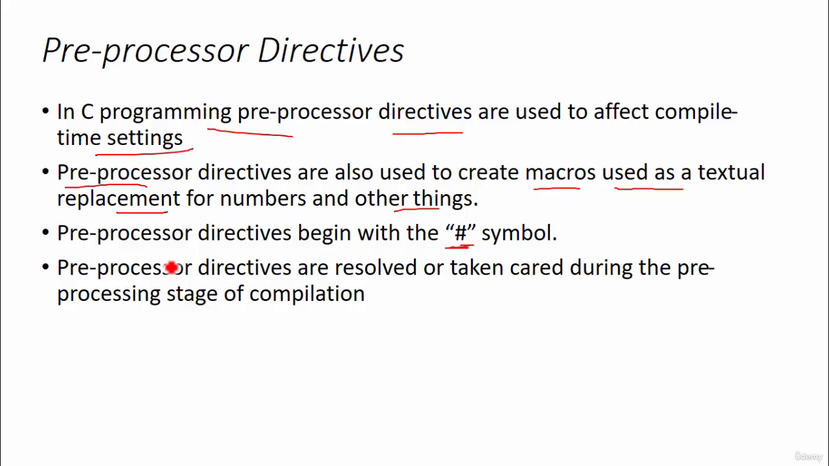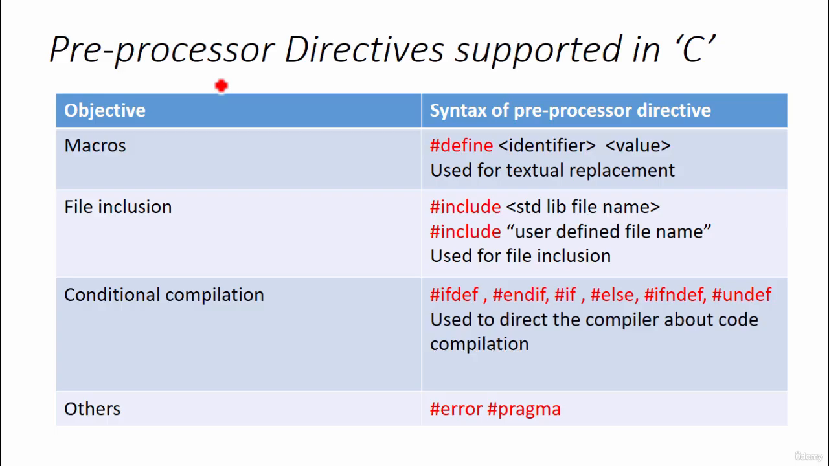In all your programs, you actually used these preprocessor directives. At least you used #include. #include is one type of preprocessor directive which instructs the compiler to do the file inclusion, isn't it? Preprocessor directives are resolved or taken care of during the preprocessing stage of compilation. You have to remember that. Preprocessor directives direct the compiler to take certain actions during compile time. Now let's see what preprocessor directives are supported by the C programming language.